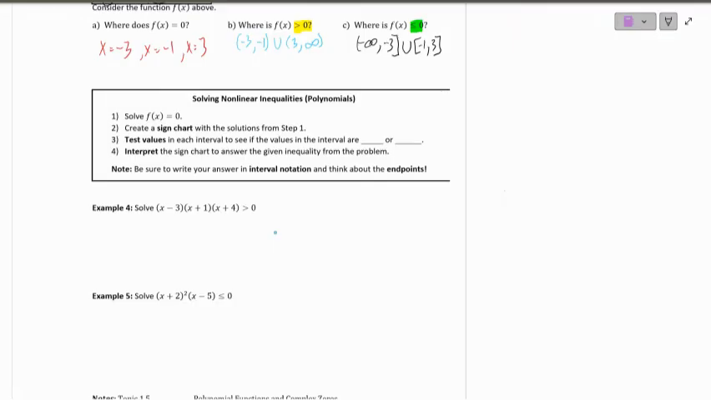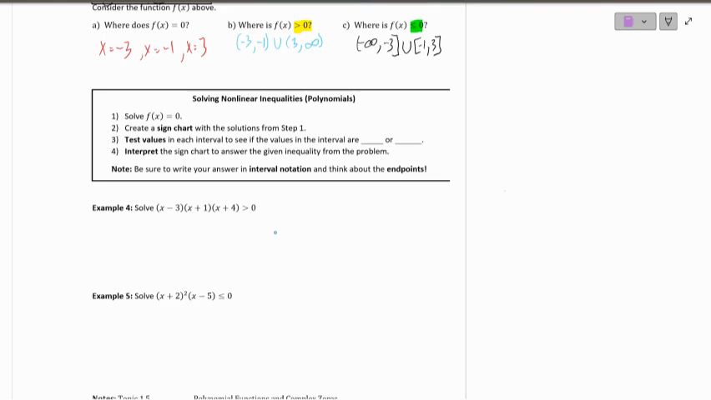First, solve it like it was an equal sign. So factor, if you need to factor, figure out what all the x-intercepts would be, and we're going to list them out in a sign chart. So we'll see what that looks like. And then you're going to test values in each one, and then you're going to interpret it.